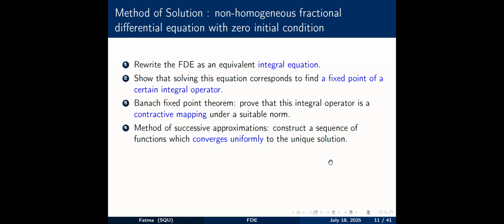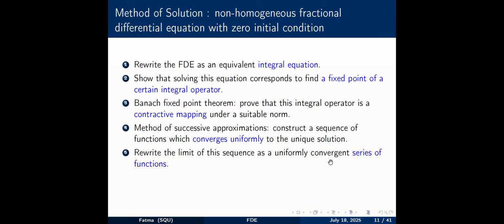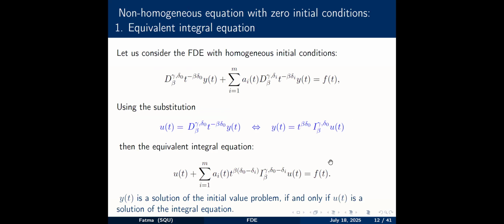Four, as a result of the Banach fixed point theorem, we get a convergent sequence. So we construct a sequence of functions which converges uniformly to the unique solution, and then rewrite the limit of the sequence as a uniformly convergent series of functions.